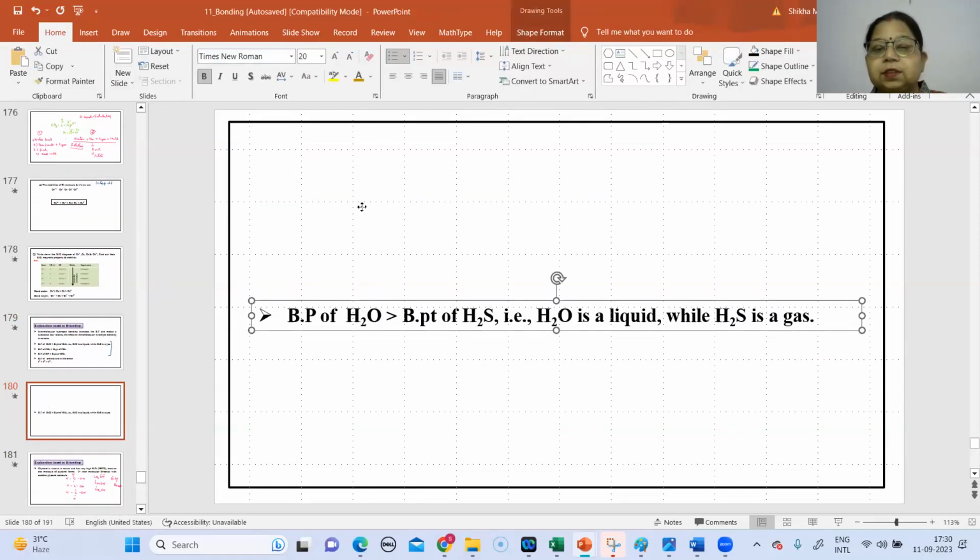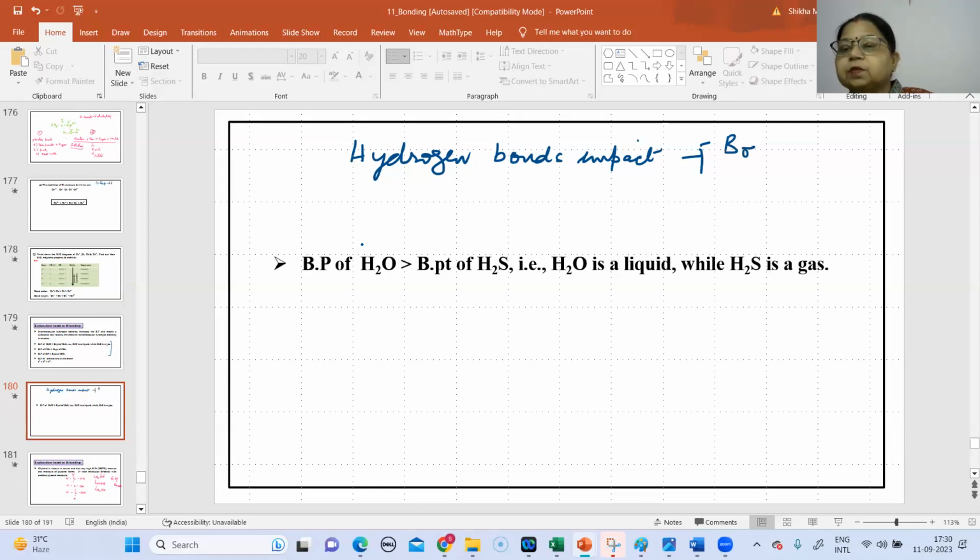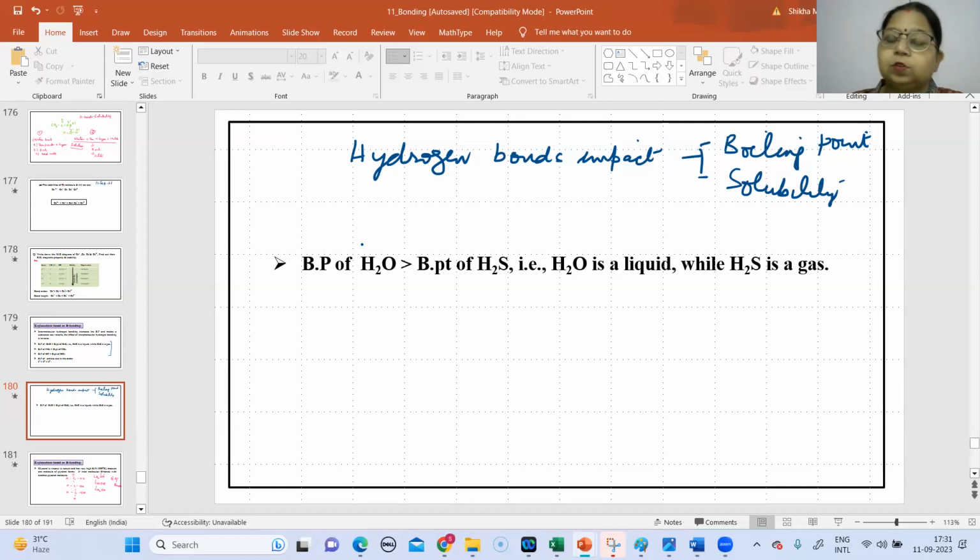Before that, I will just put it down: hydrogen bonds affect or impact basically two properties. One is the boiling point, and the other one is the solubility. Now come to the first, what is written on the screen. It is saying the boiling point of water is higher. At times it happens, but most of the time it may not happen. We are talking about the physical state.